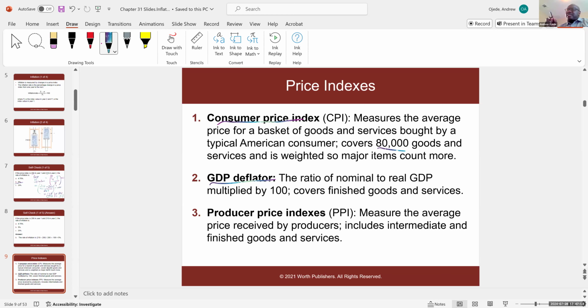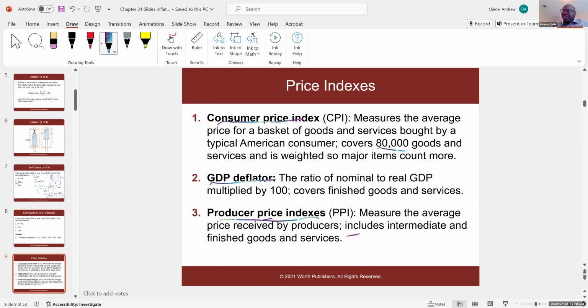So the consumer price index measures the price of consumer goods, which means final goods that are bought by consumers. The producer price index is kind of the same idea. It measures the average price received by producers, and that also includes intermediate and finished goods and services. So with the producer price index, you are tracking the price of goods that are purchased by a typical American producer. A typical American producer is going to buy raw materials to produce goods and services. They're going to buy labor, they need people to work. They're going to buy capital. Okay? They're going to buy energy.